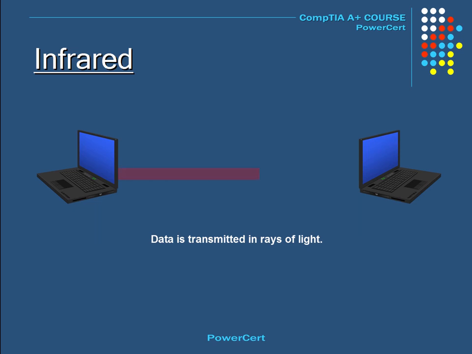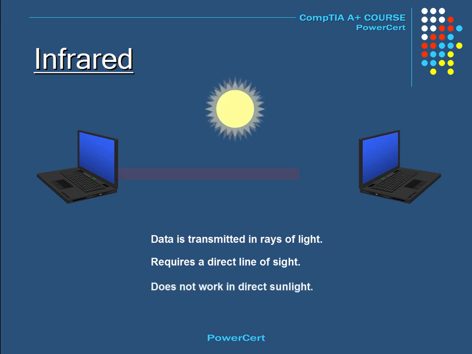However, the drawback of infrared is that it requires a direct line of sight. If any object comes in between the 2 infrared devices, the communication will be blocked. And also, infrared does not work in direct sunlight. If this happens, the communication will be weakened and most likely will be blocked.